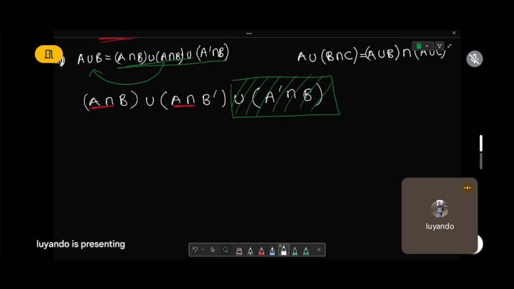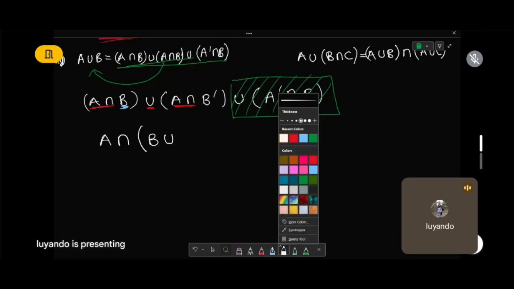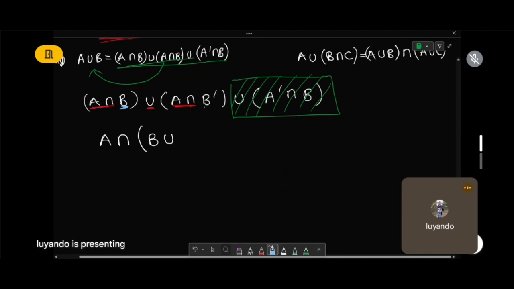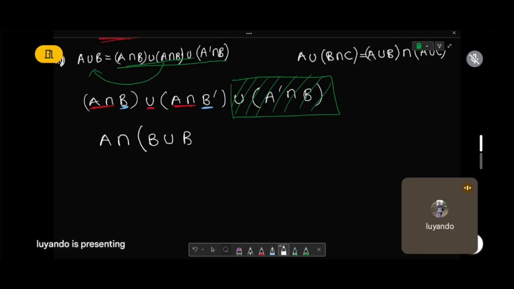I'm going to factor out my A and intersection and say open bracket. I'll have the first element in the first bracket that is remaining, which will be B. I'll have the symbol in the middle, which is union, and the other set in the other bracket that is remaining after we factor out A intersection, and that is B complement. So I have B complement like this.